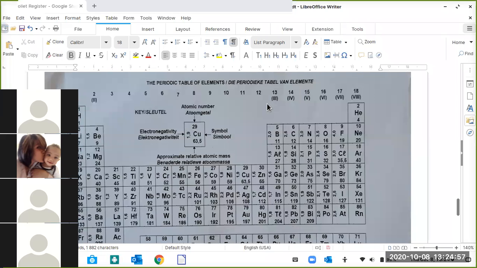So those rows, what is the special term that is given to each and every row there? I'm asking you now, guys. What is the specific name that is given to the rows in a periodic table? We said columns are groups. What about the rows? Yes, that's correct. The rows are periods, right?